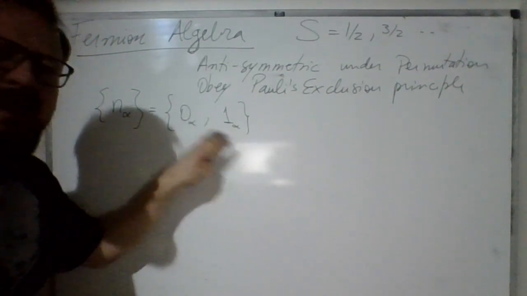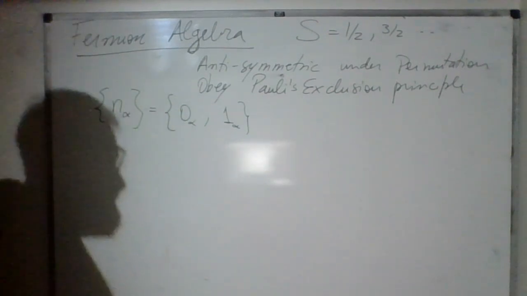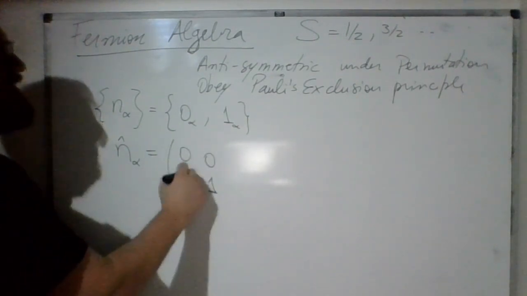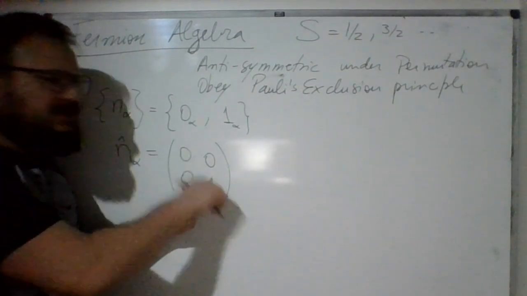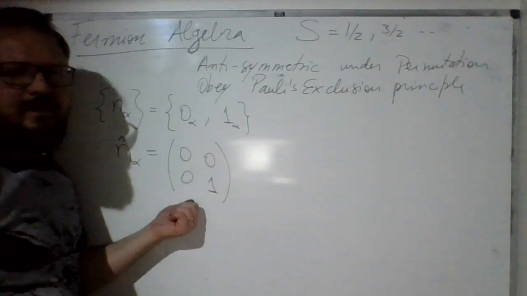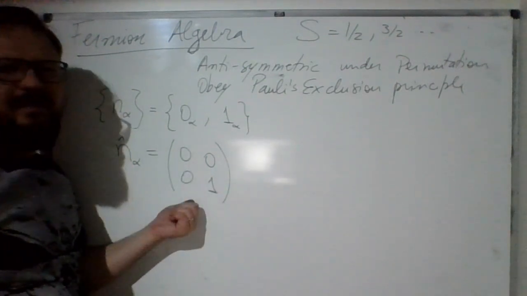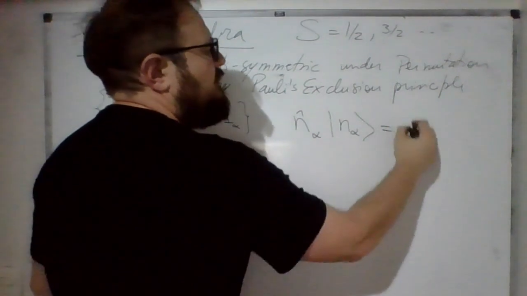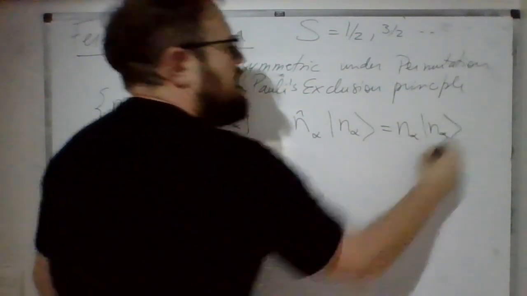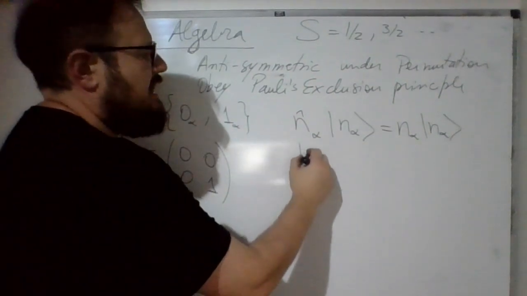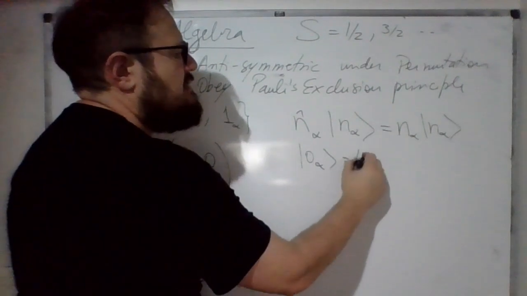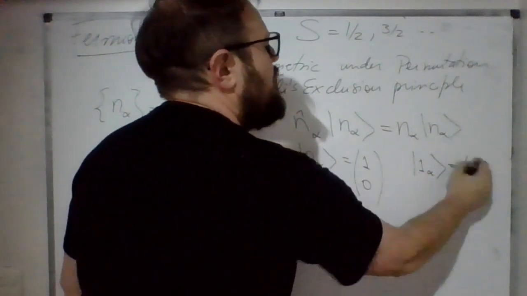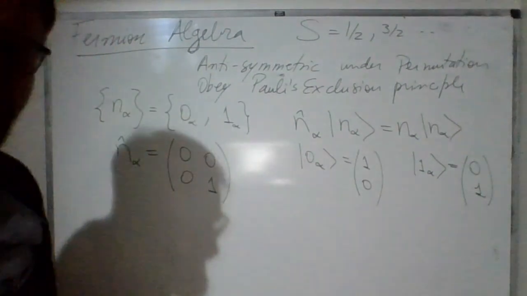These are the two possible eigenvalues for the operator n alpha. So for a given alpha, the operator is this one. The representation as a matrix is this one. There are two possible eigenvalues, 0 or 1: no fermion in that state, or one fermion in that state. So when n alpha acts on a given state, it produces the number times that state. And therefore, for a given state alpha, you have two possible states: the state (1, 0), which corresponds to no particle, and the state (0, 1), which corresponds to one particle in that state.